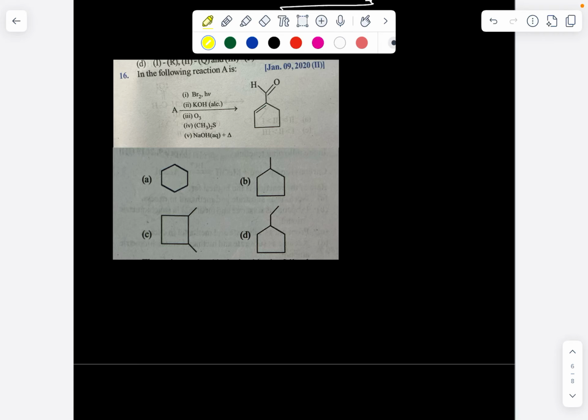In the following reaction, we need to find the A's. Usually in every question we need to identify the product, but in this question they have given the product. We need to identify what type of reactant it is.